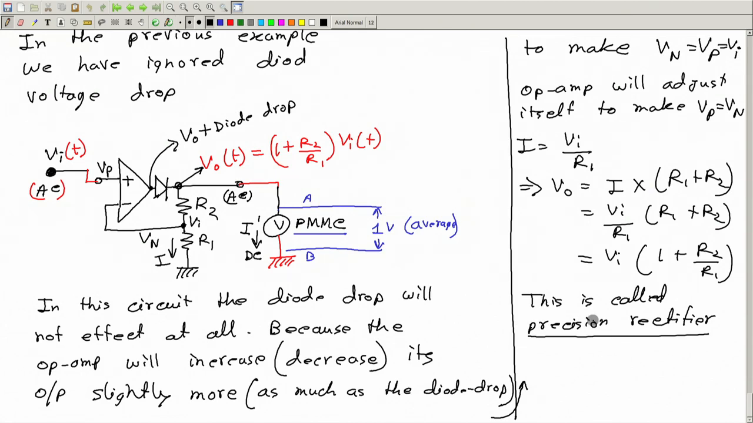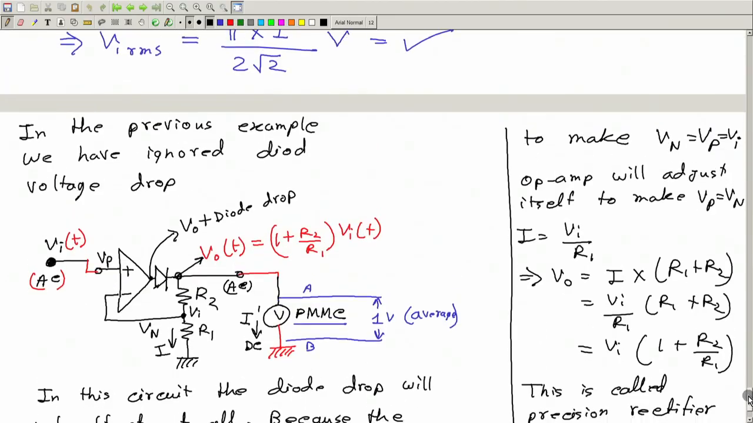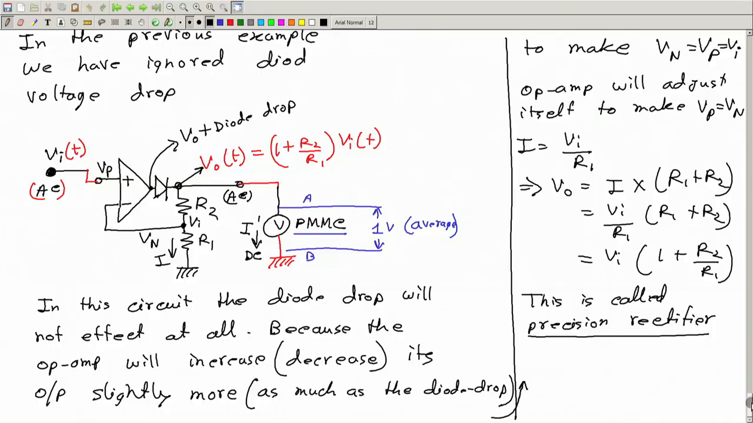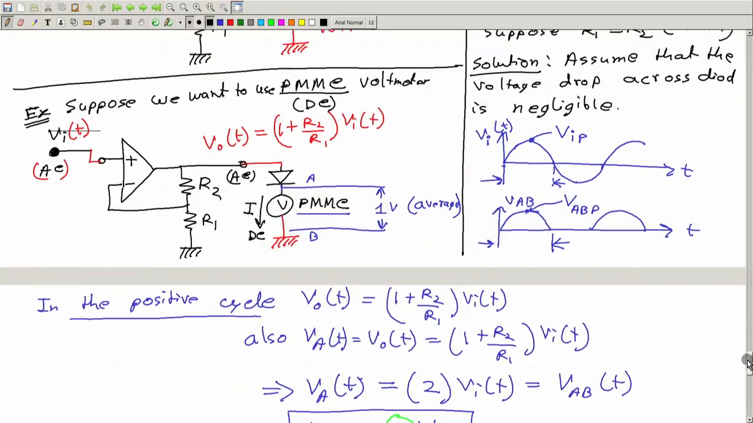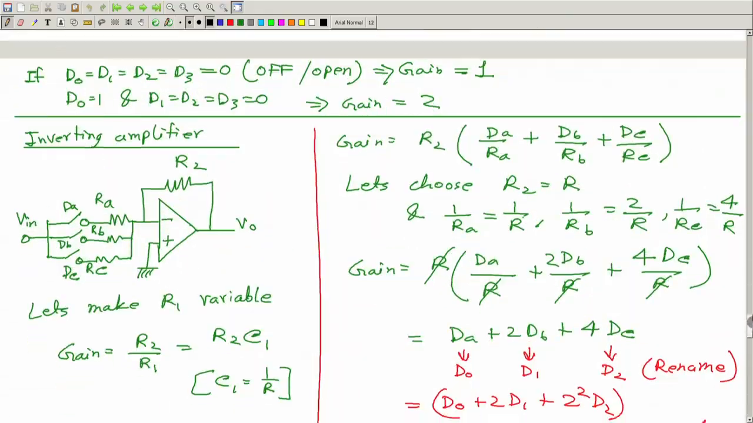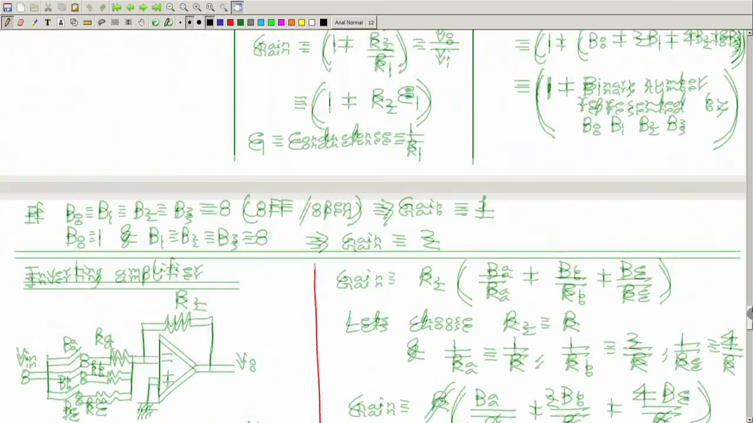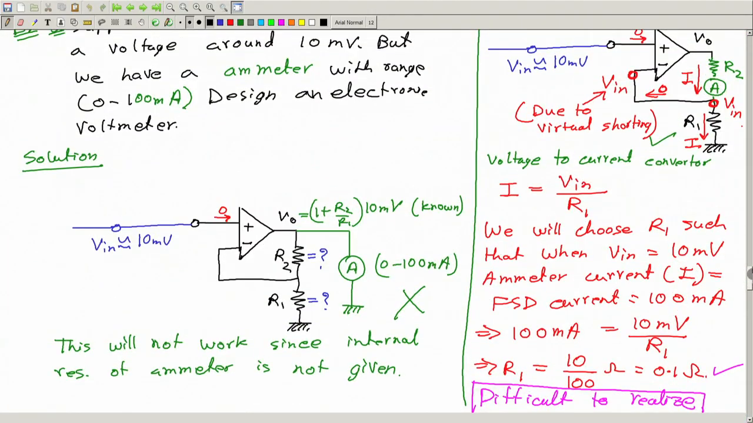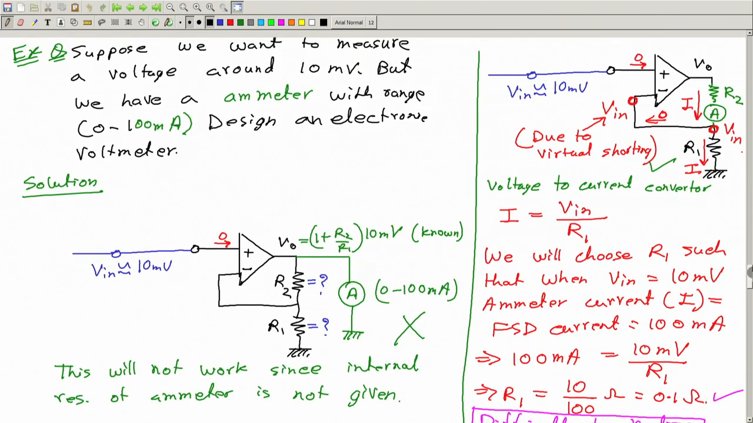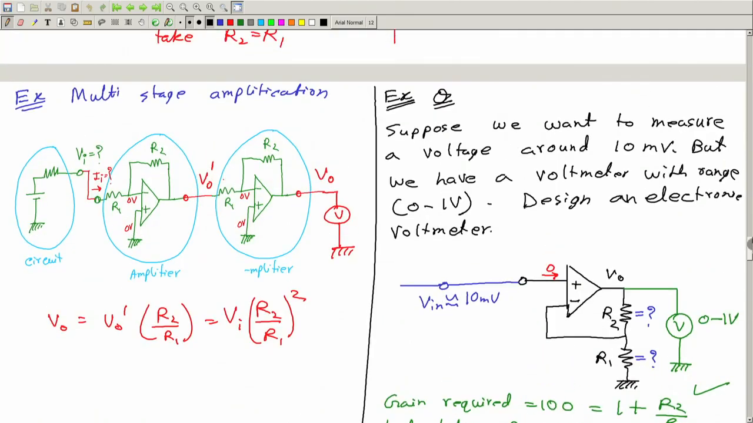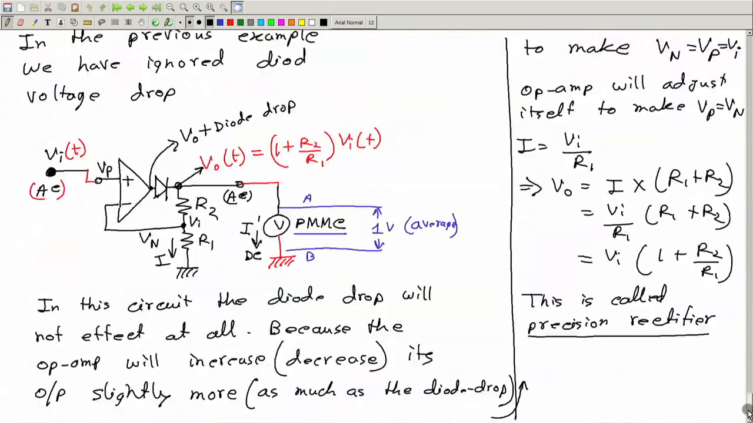In this way, we have taken different examples for AC circuits and DC circuits. This was the AC half wave rectifier. Previously, while discussing DC circuits, we talked about the voltage to current converter and a lot of different things. So let me take another example today.